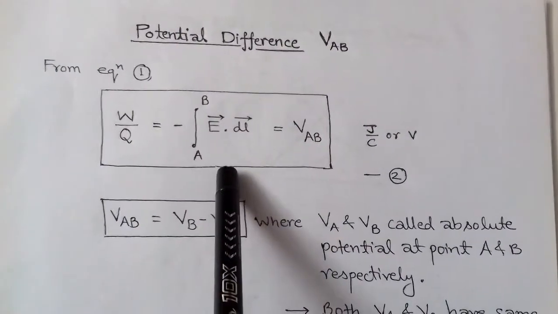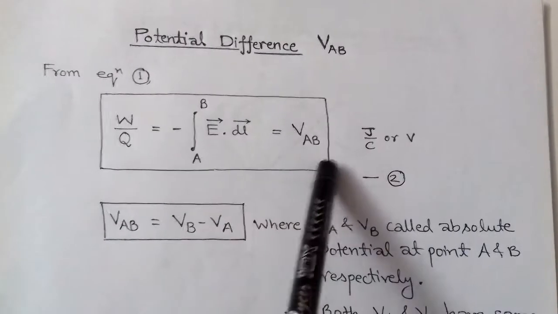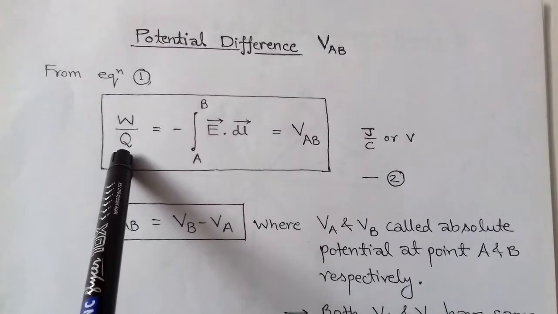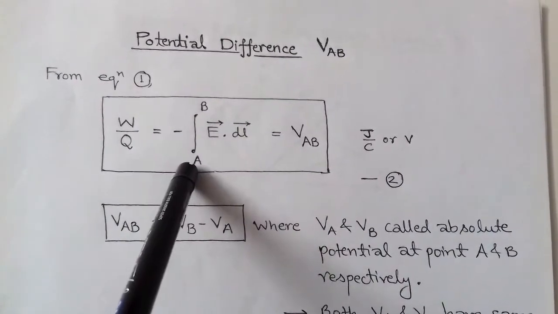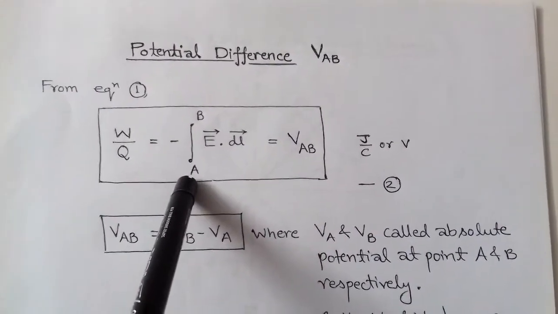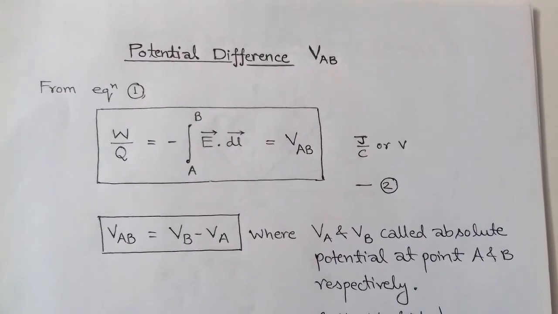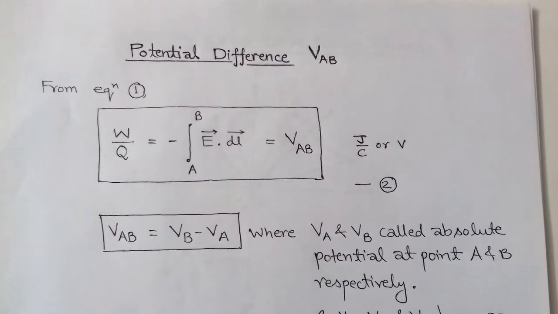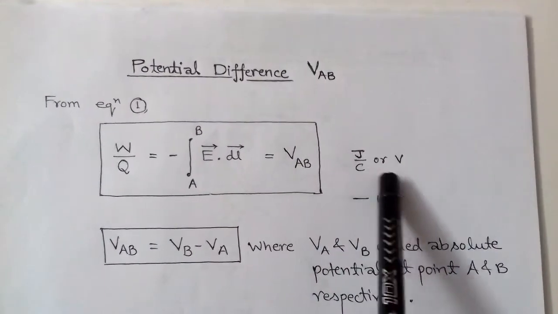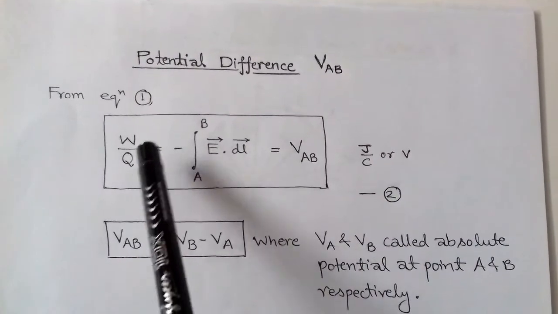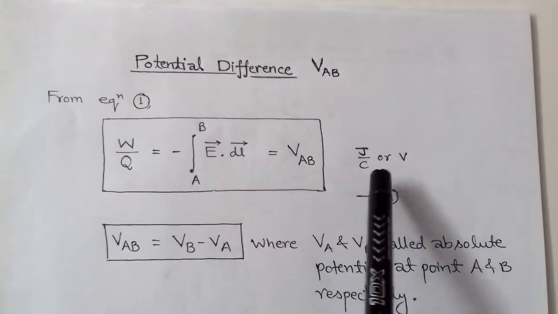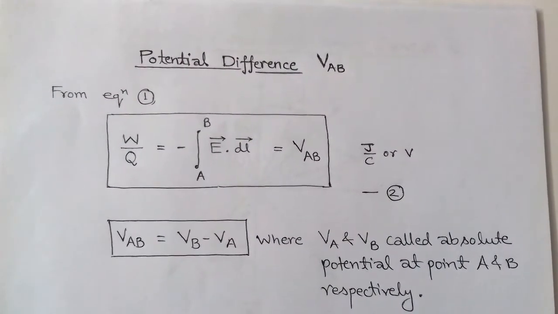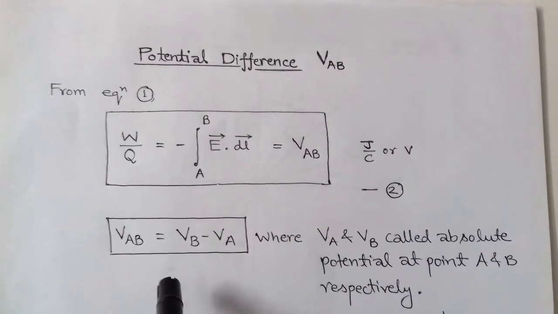Work done per unit charge is called a potential difference, and the formula is, we take Q in the denominator and the remaining part is minus integration E dot dl. So this is the formula of potential difference, and the unit is joule per coulomb. Joule is the unit of work and coulomb is the unit of charge, or simply the unit is volts. So these are the two equations, equation 1 and equation 2.